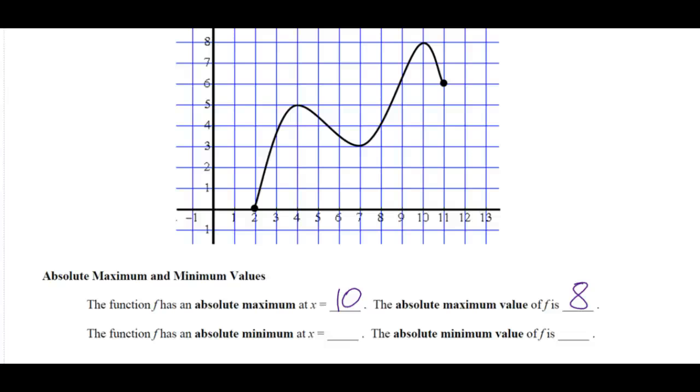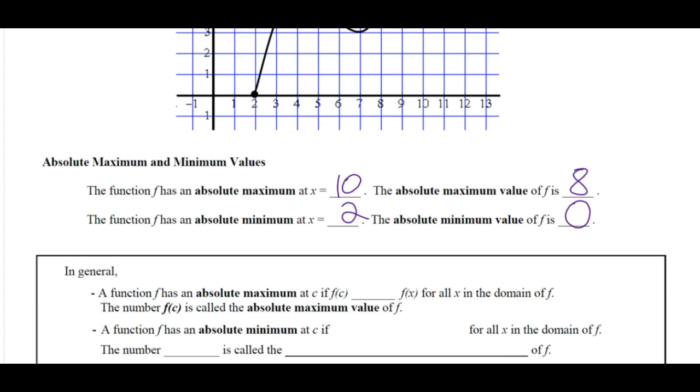The function f has an absolute minimum at x equals 2, and the absolute minimum value is 0. Now, if there were an open circle there, then it would not have an absolute minimum, right? It's not going any lower, but it's not 0. You can get as close to 0 as you want, but you can't reach it, so we couldn't say that it had an absolute minimum. This does, though, right? Solid dot.